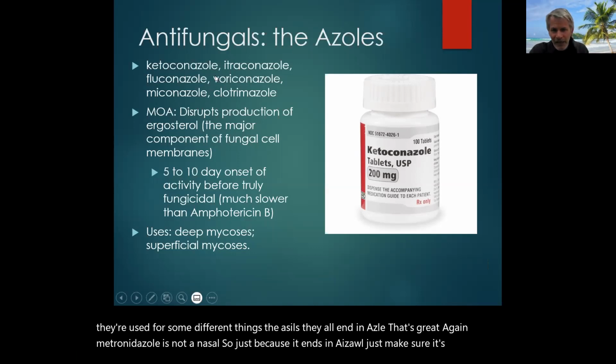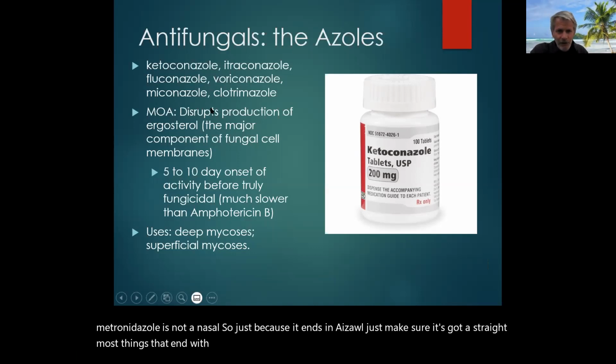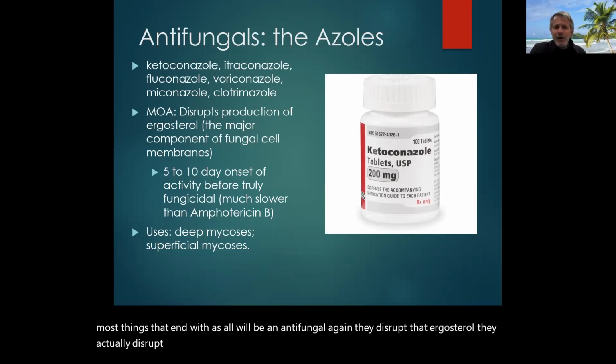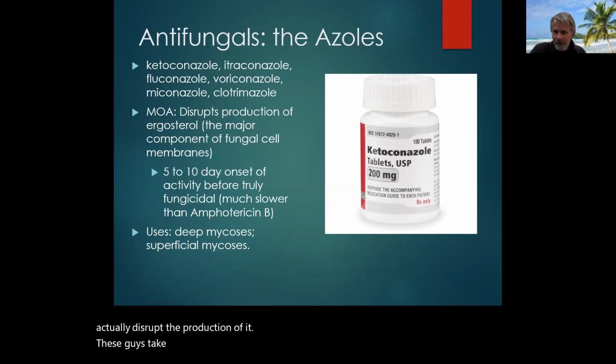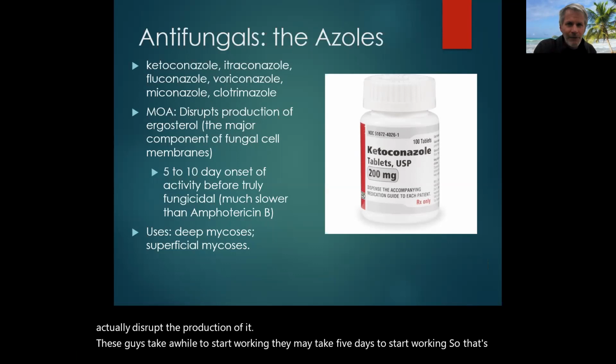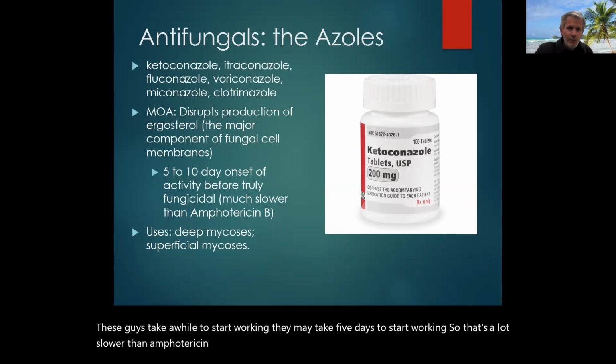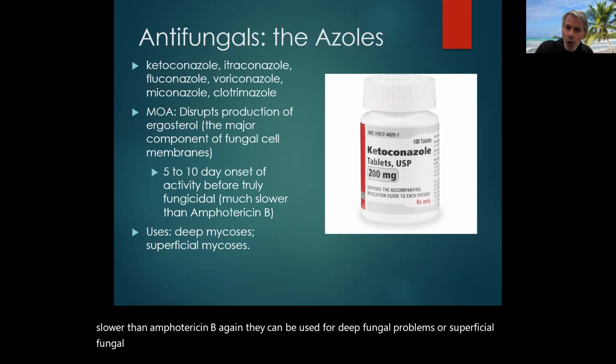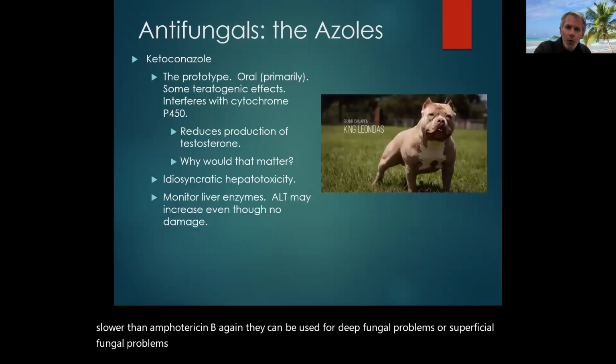Most things that end with azole will be an antifungal. Again, they disrupt that ergosterol. They actually disrupt the production of it. These guys take a while to start working. They may take 5 days to start working. So that's a lot slower than amphotericin B. Again, they can be used for deep fungal problems or superficial fungal problems. I should say mycoses, okay, deep mycoses or superficial mycoses.